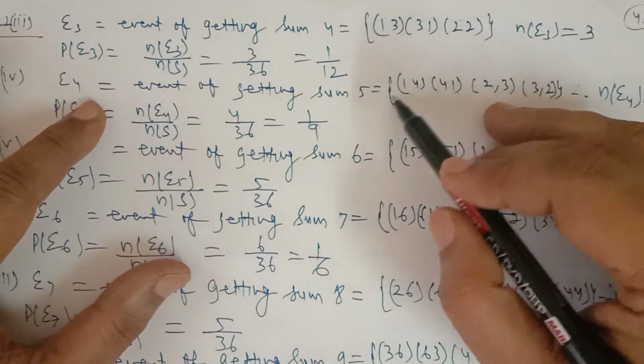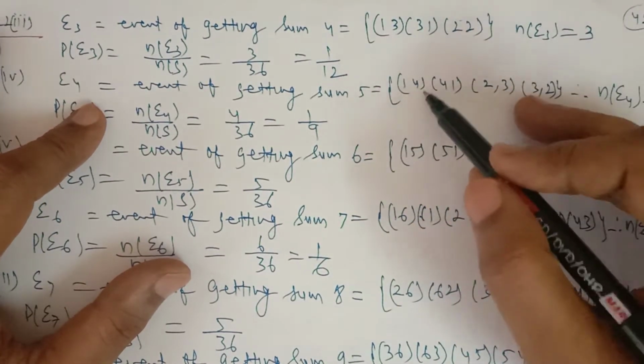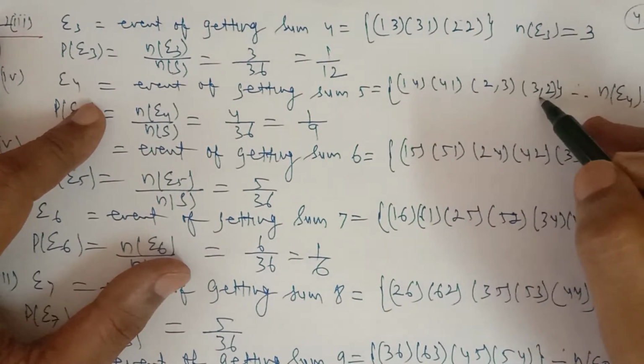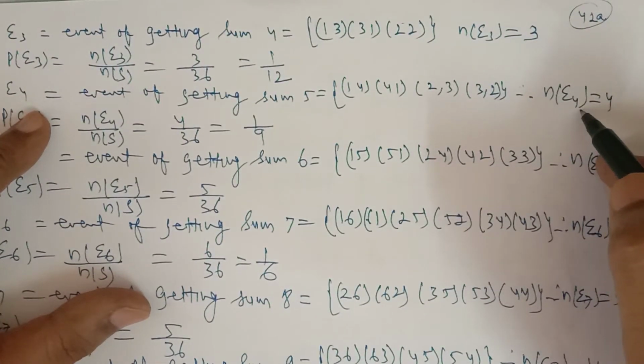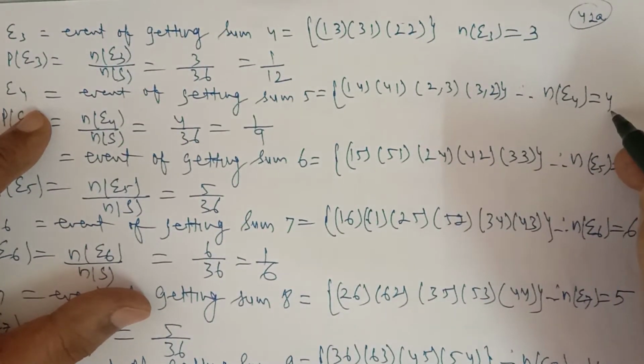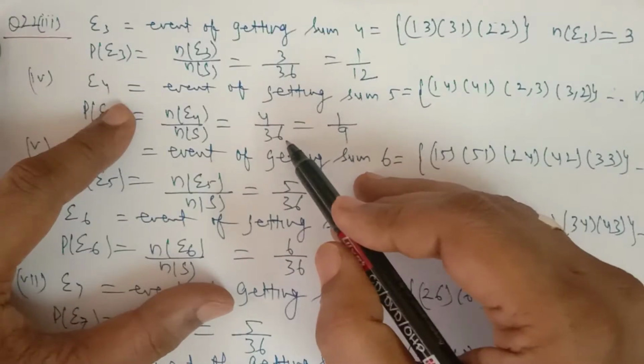Now the fourth part: the sum of the two faces of the die is 5, so the pair can be (1,4), (4,1), (2,3) or (3,2). So how many events can there be? It is 4. The number of events of E4, that is the sum is 5, is 4. That is 4 upon 36.